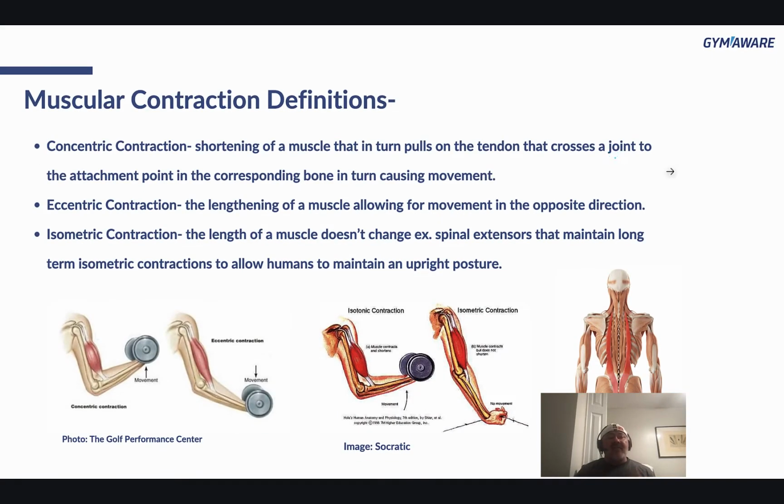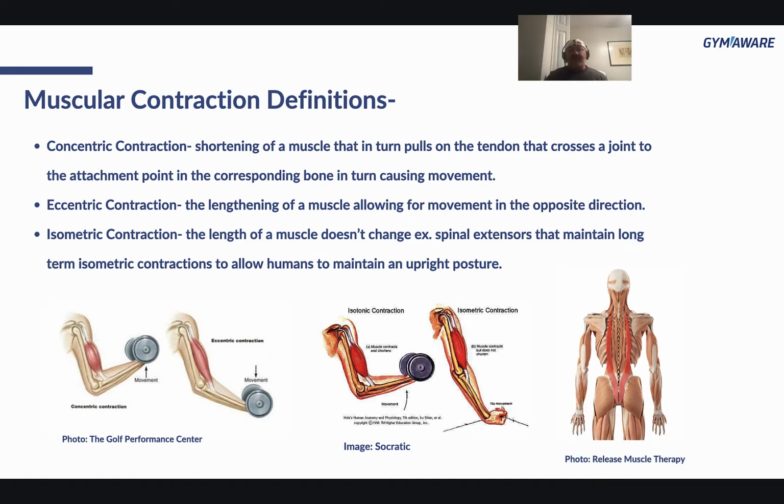We've already gone over in past episodes concentric contraction, which is when a muscle shortens. Think of a bicep curl, when you're curling the arm up, your hand up towards the shoulder. Eccentric contraction is the lengthening. This week, isometric contractions: the length of a muscle does not change. So, for example, spinal extensors, they keep you upright all day long, and there's not a whole lot of change in their size or in their length.